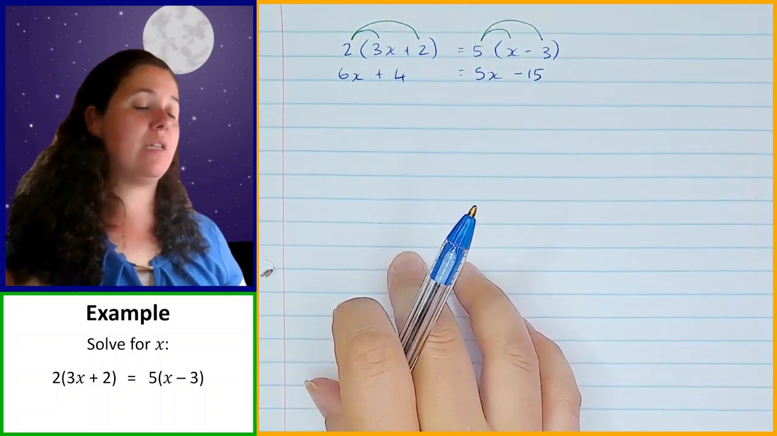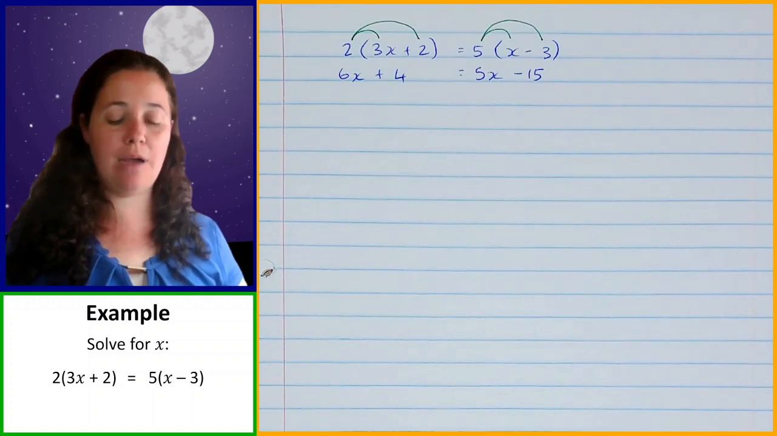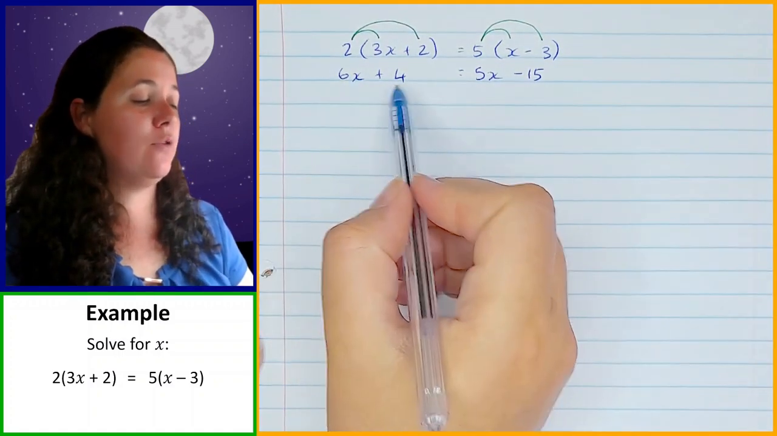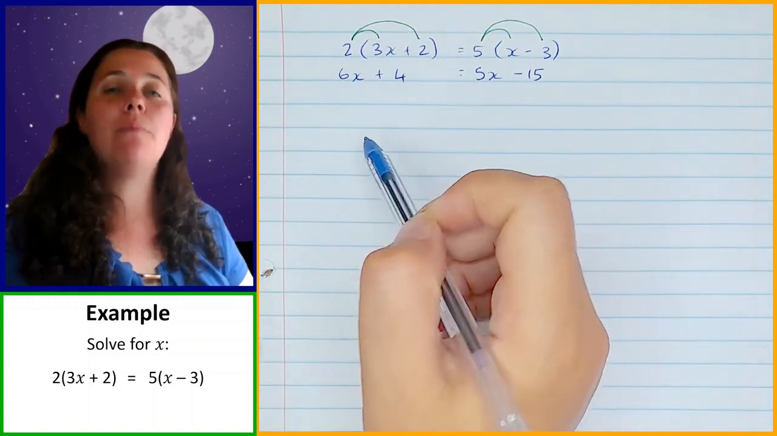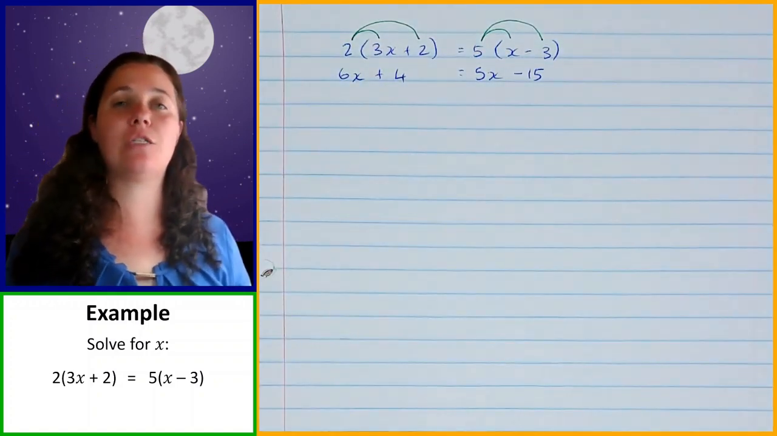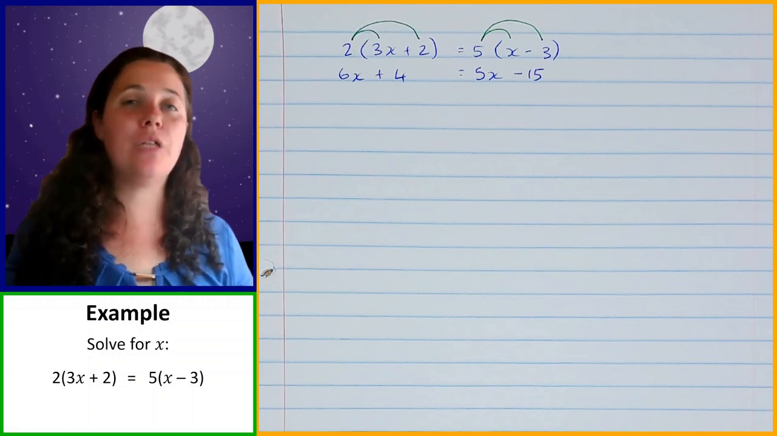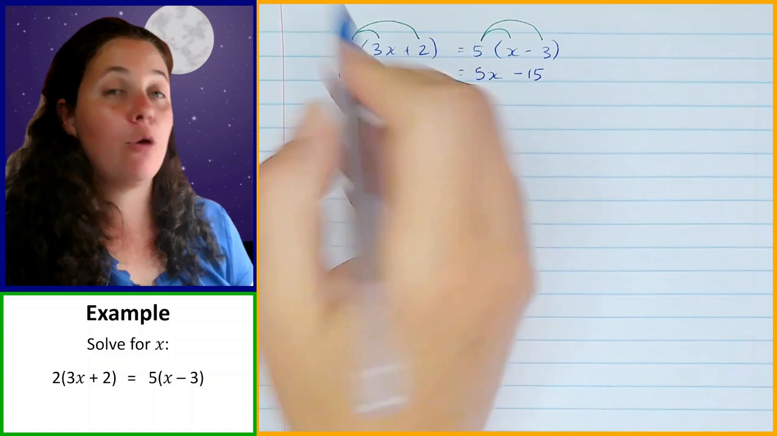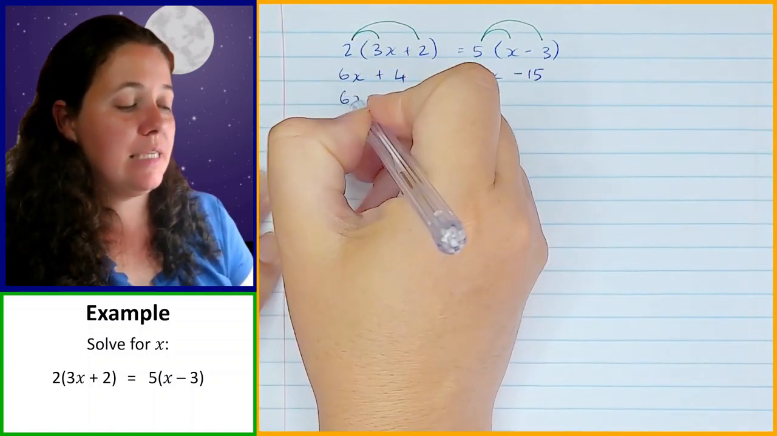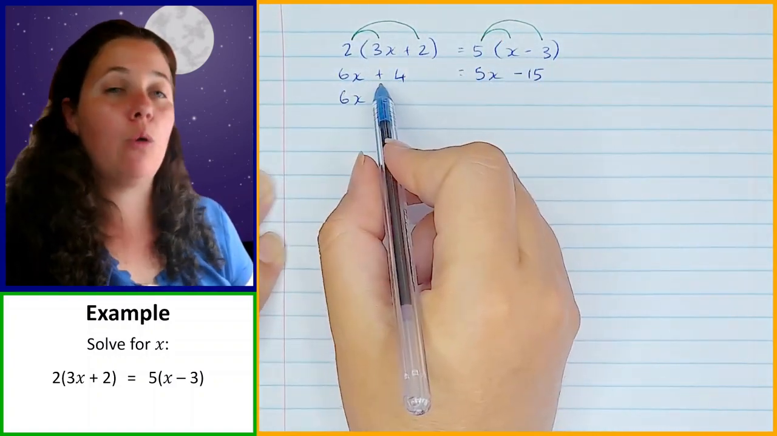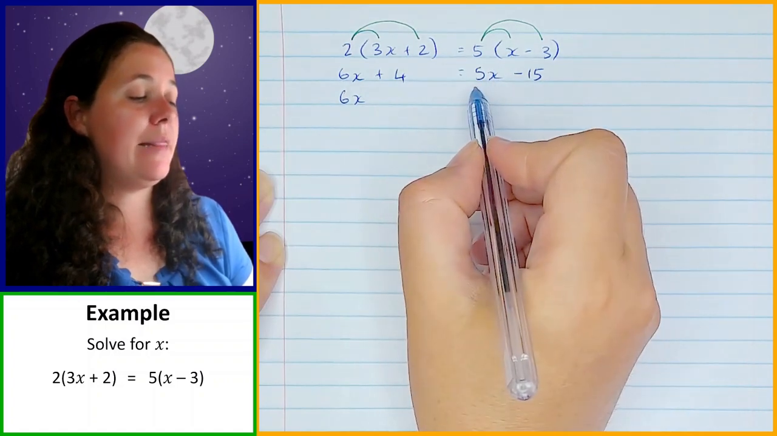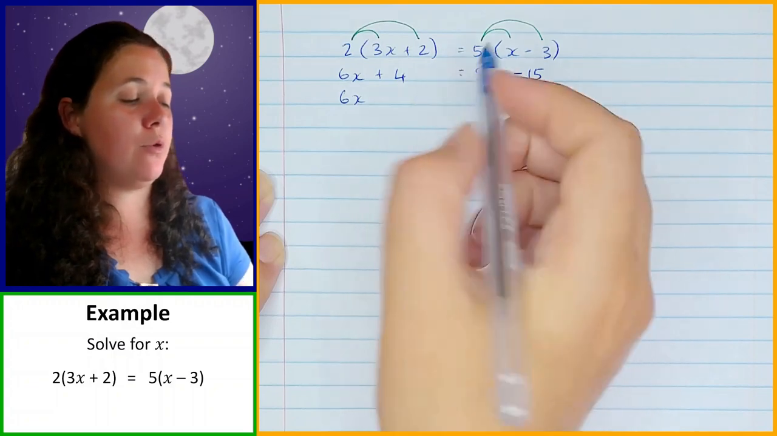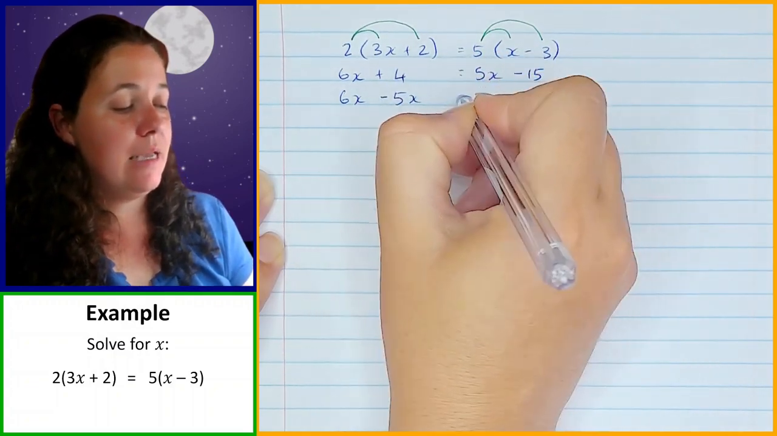Okay, so once we've done that, we then can just simplify or solve as normal. So 6x plus 4 equals 5x minus 15. My next step is to make sure I only have x's on one side of my equation. And to do that, I need to get rid of them on the right-hand side. On the left-hand side, I'm only worrying about the x's at the moment. So I've got 6x, and I'll worry about the constant when I get to the right-hand side. Over here, I've got 5x I need to get rid of. So I'm going to subtract 5x on both sides.